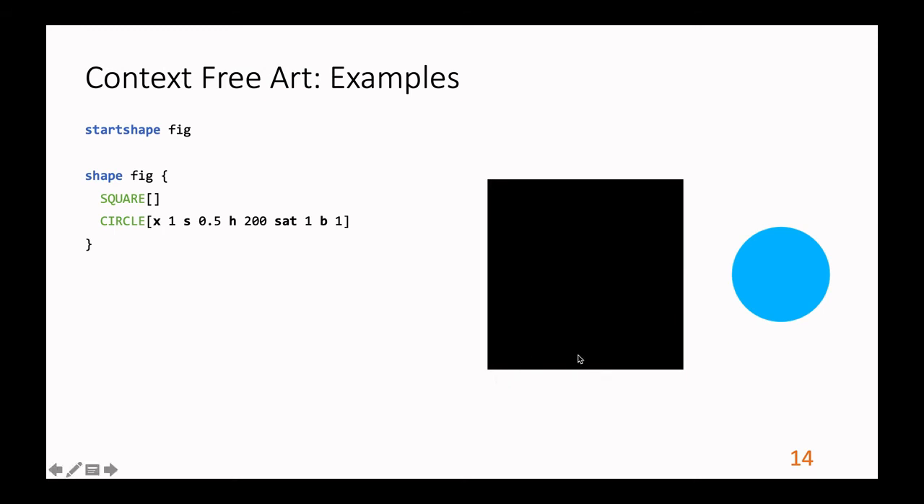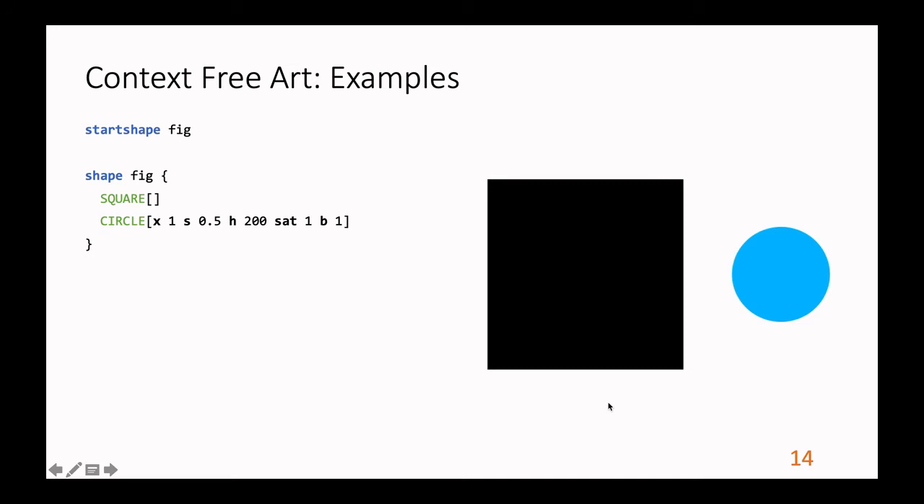So let's see an example. Here, I have defined a shape. A shape is like a non-terminal symbol, and then these ones are the terminal symbols. For example, square is a terminal symbol that represents a square, and circle is a terminal symbol that represents a circle. And we can use attributes to specify, for example, the position and the color of these terminal symbols. In this case, the circle has been colored a light blue and positioned to the side of the square.